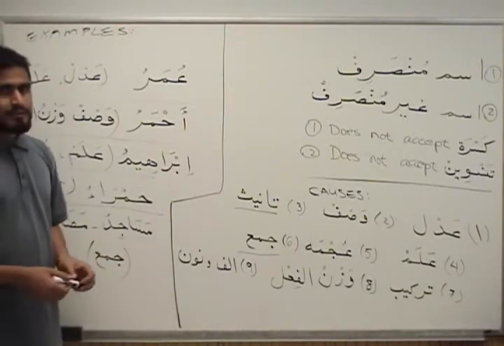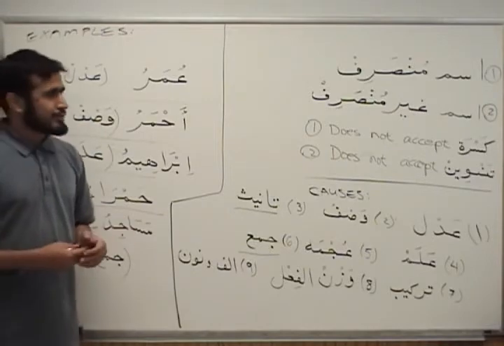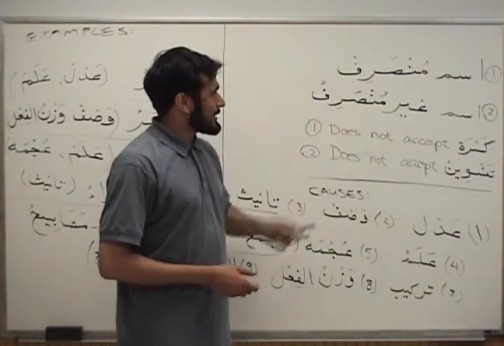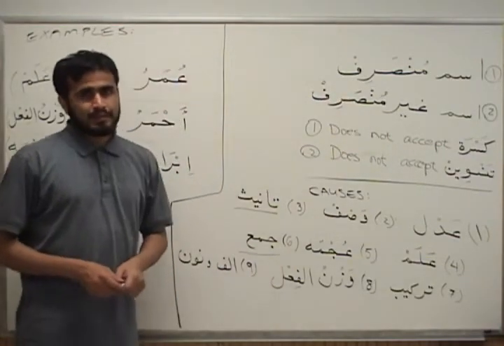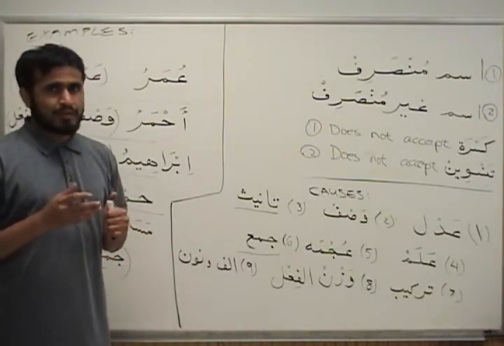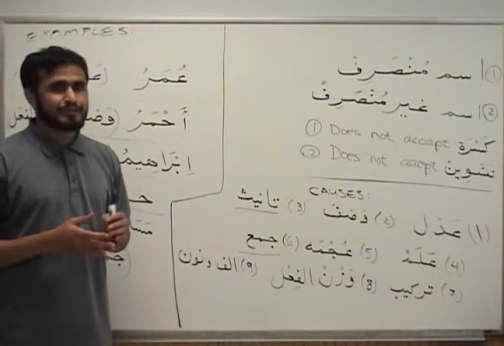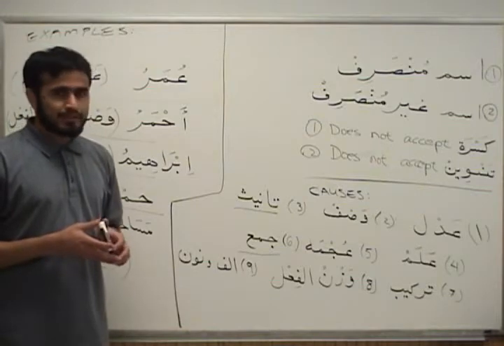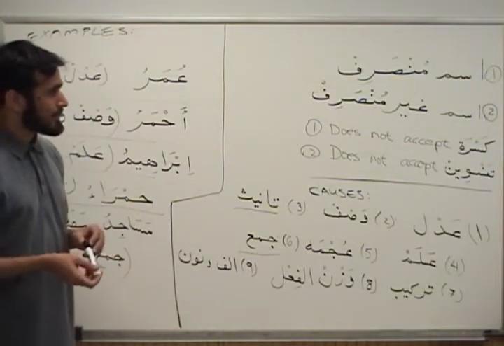So an ism has two categories. One of the categories of ism is ism munsarif and ism ghayr munsarif. An ism munsarif is the regular nouns that we have learned about so far that take fatha, kasra, dhamma for raf'a, nasb, jar. In different states you take fatha, kasra, dhamma, or other alternatives such as waw, ya, alif, and so on, or they're hidden and so on.